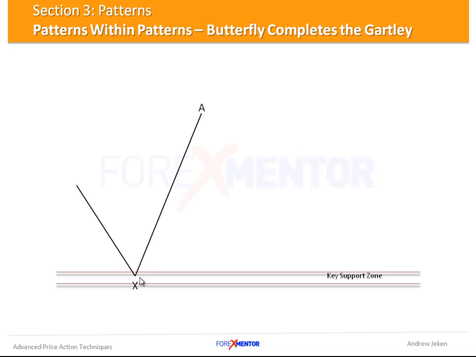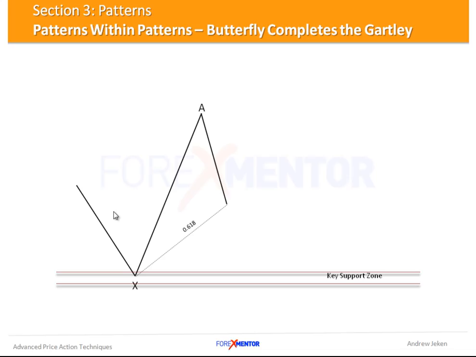We can now label this X to A. Once we start to see a retracement, and here again we're looking for a specific retracement of a 62% Fibonacci retracement from the XA swing, we can then start to think about possible Gartley patterns.